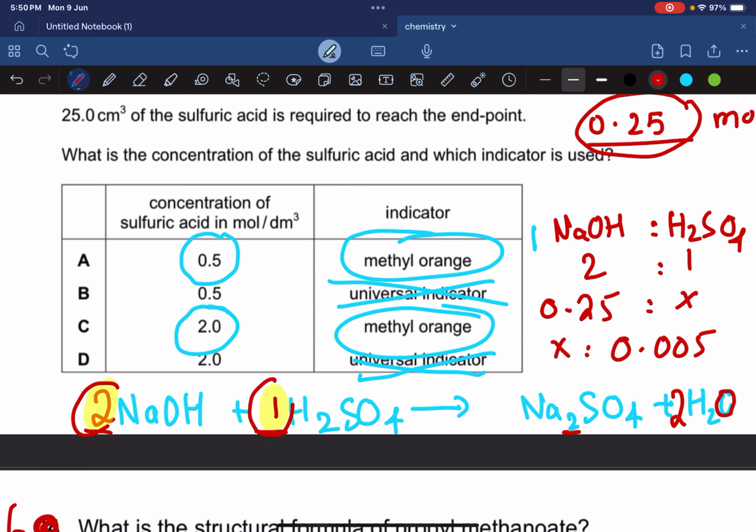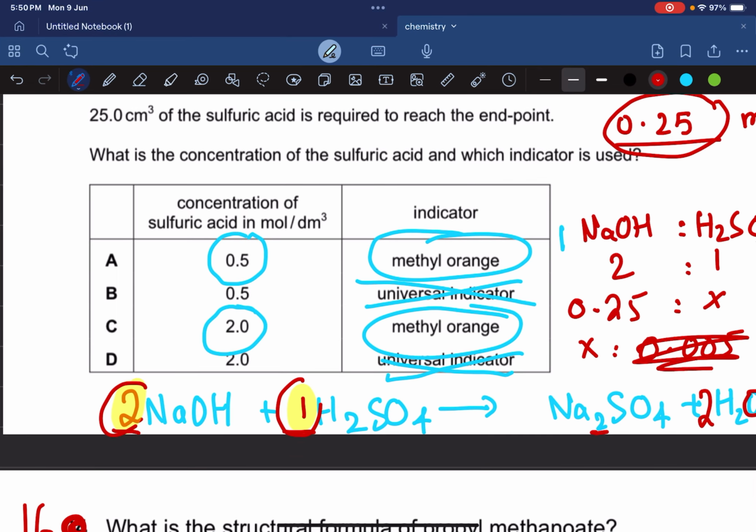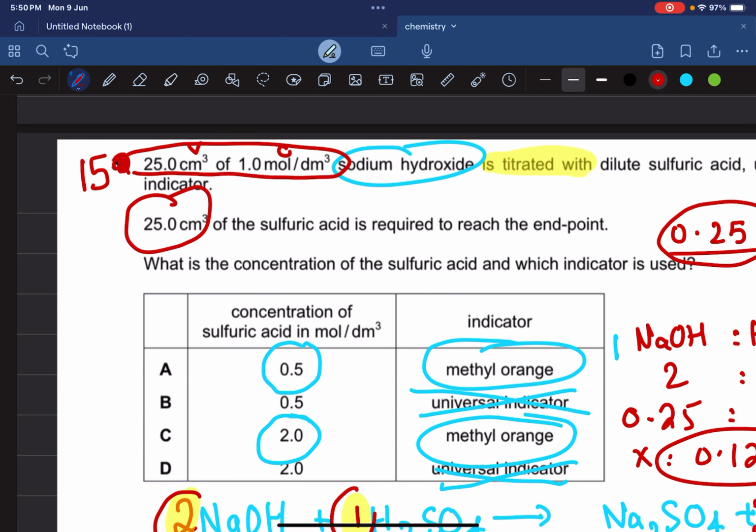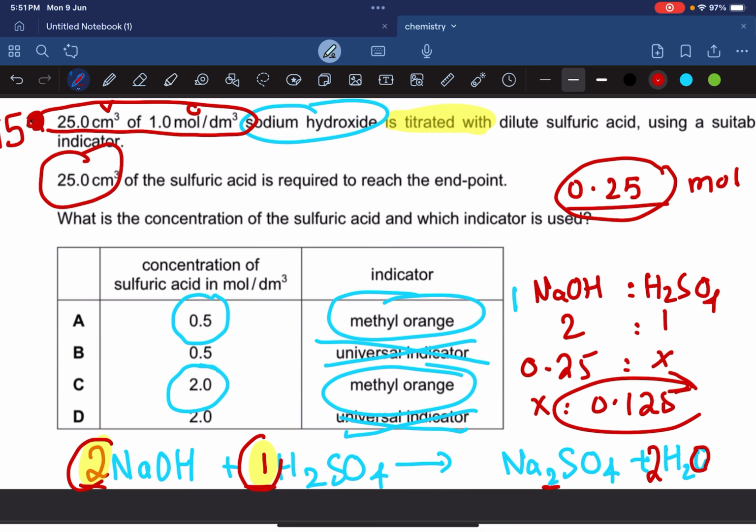0.005, I guess. Let's do it. 0.25 divided by 2. Okay, 0.125, I'm so sorry. 0.125. So these are your moles. Now you have the moles and you have the volume of sulfuric acid. What do you do to get the concentration? Moles divided by the volume. So concentration equals moles divided by the volume. Moles are 0.125 and volume is this.